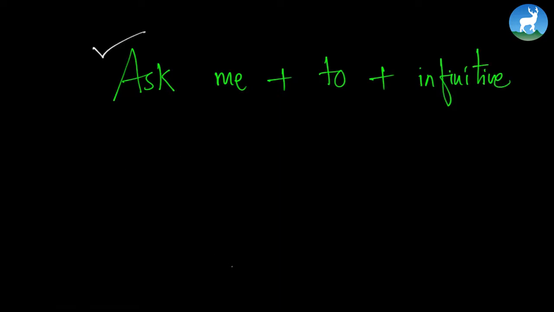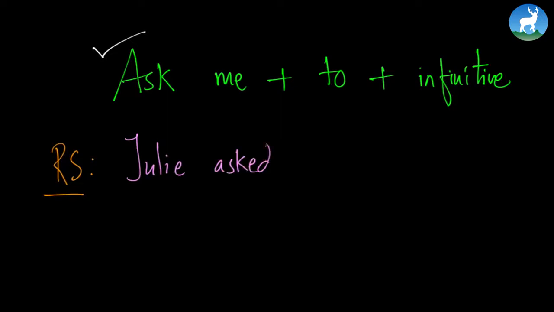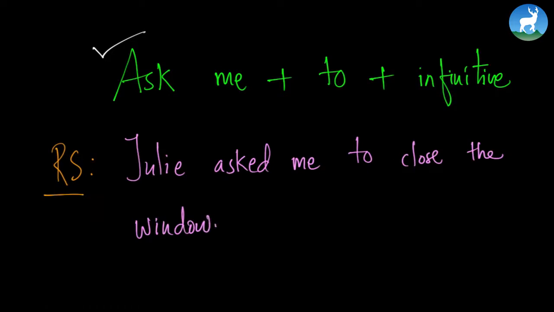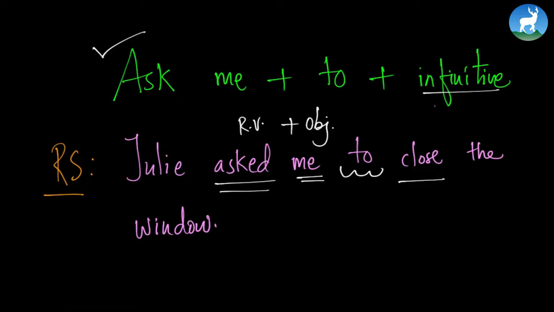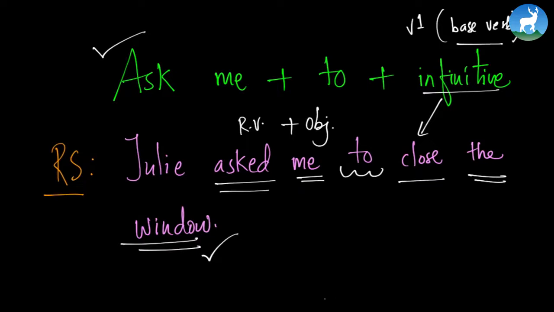How easy. So let's report the question. What was the question? Close the window, please. The reported speech would be, Julie asked me to close the window. Let's find out the structure. Julie asked me, a reporting verb followed by an object. Then we introduce something called to followed by an infinitive. What is an infinitive? Infinitive is also known as V1 or often called the base verb. So we introduced a base verb here, and the window. That was the object in direct speech. Now in indirect speech also it is the object.